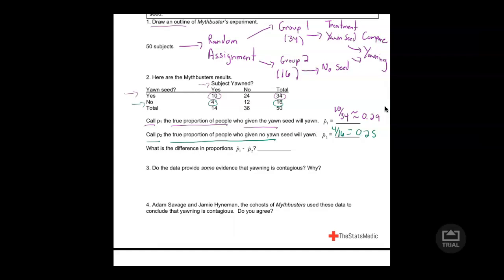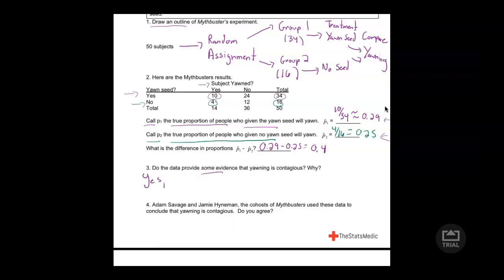So it says, what is the difference in the proportions? So I'm going to go ahead and calculate the difference. Well, 29% minus 25% breaks down to 4%. So there's a 4% difference between the two groups. So the question says, does the data provide some evidence that yawning is contagious? What do you think? Well, if we take a look, the group that was given the yawn seed had a higher percentage of yawns than those who were not given the yawn seed. So we do have some evidence. So we're going to say yes.